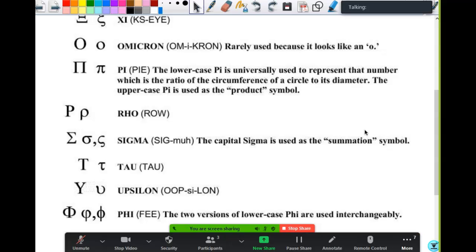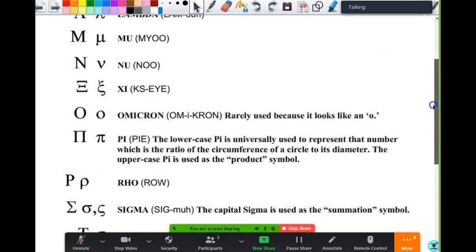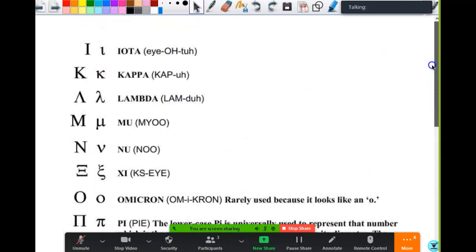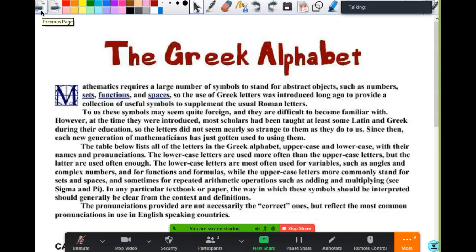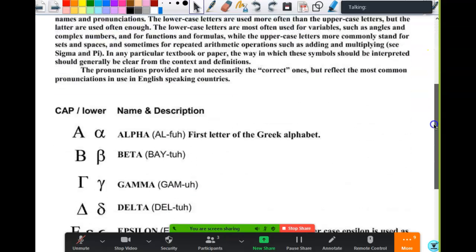Okay, so they have certain meanings, like pi. You've known about pi forever. So the lowercase pi, it doesn't matter what language you speak, what country you're in, everybody knows what pi is. Everybody knows what sigma means, or everybody that's learned it anyway. Then the beginning, alpha, beta, and gamma, those get used a lot.